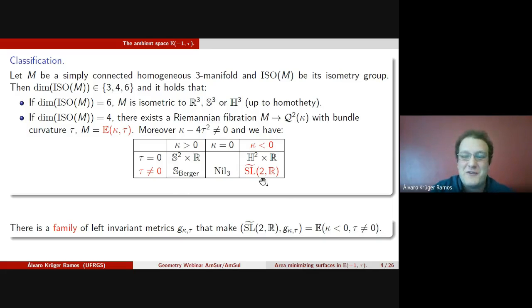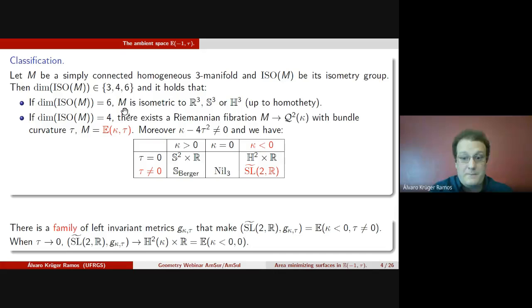Let's find a name for this poor fella, because many people get scared of it because of its name. Some people call it E minus 1 tau, other people call it PSL2R tilde. I remember the first time I saw that notation, I got scared to hell, but later I started working on it, and it's not so bad.